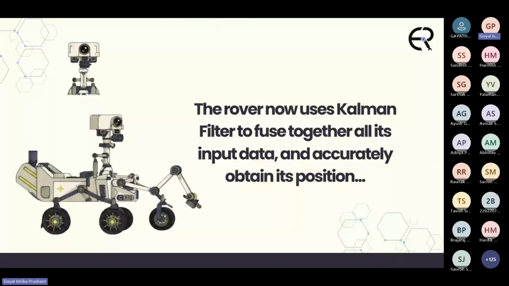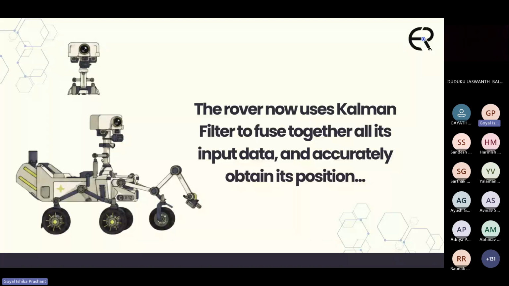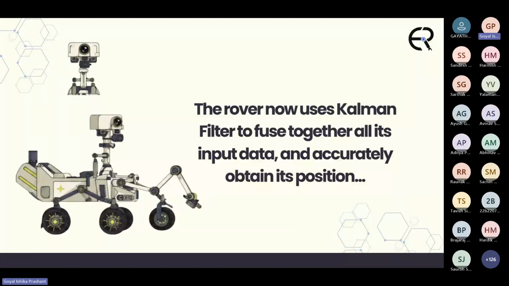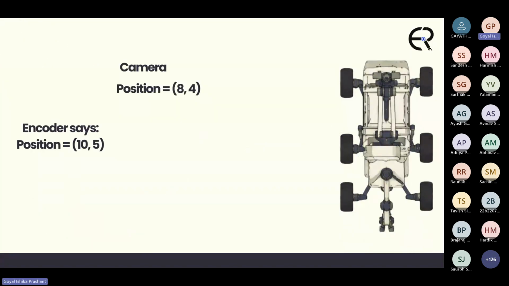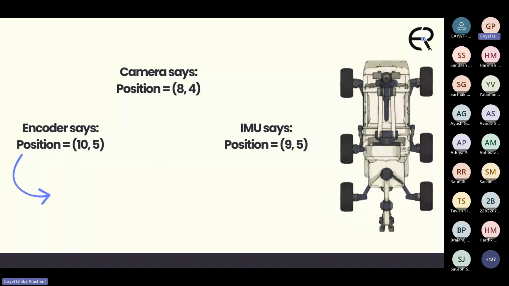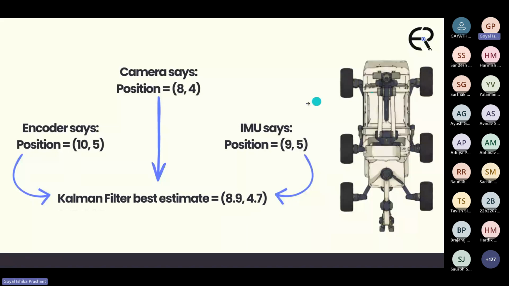So the rover is able to use a Kalman filter to fuse together all of its input data and accurately obtain its position, right? So the encoder said that the rover was at 10,5. The camera said that it was at 8,4, and the IMU said that it was at 9,5. Now, the Kalman filter takes all of these sensor inputs into account, scales them by the right factors, and then gives its best estimate, which in our case happens to be 8.9, 4.7.